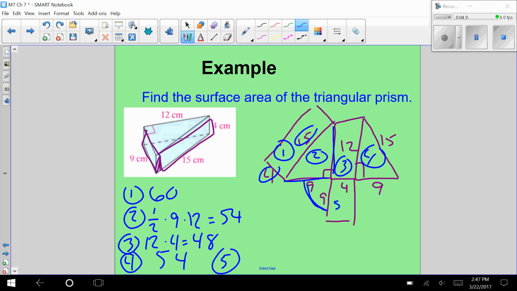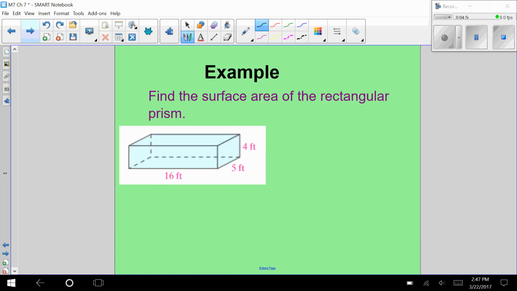And then piece 5 will be this bottom one. It's a rectangle. It's 9 by 4, which makes 36. So now we're going to add all those shapes together. 60 plus 54 plus 48 plus 54 plus 36. And we get our final surface area, which is 252 square centimeters. Try this one. You've already drawn the net for it.